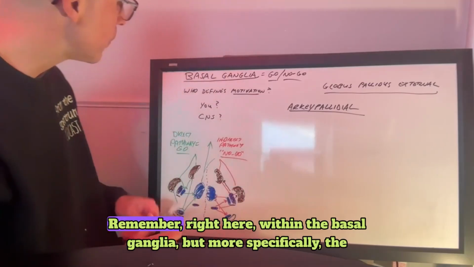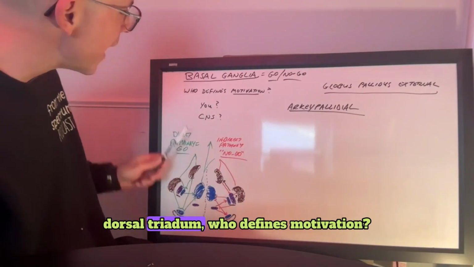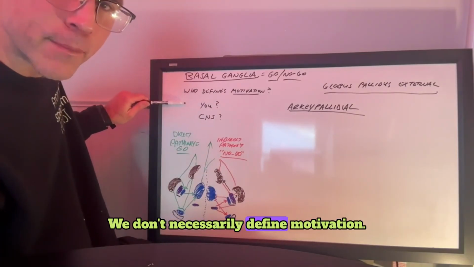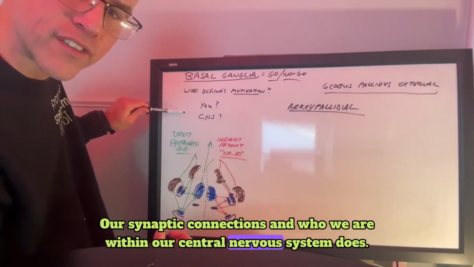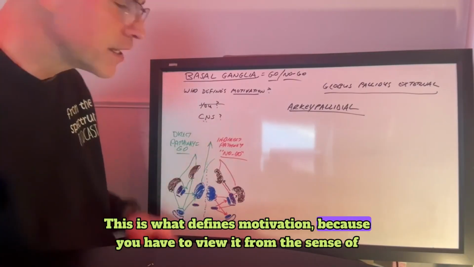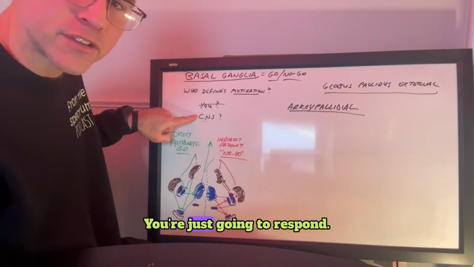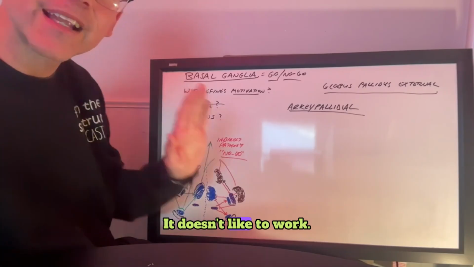Remember, right here, within the basal ganglia, but more specifically, the dorsal striatum, who defines motivation? We don't necessarily define motivation. Our synaptic connections and who we are within our central nervous system does. This is what defines motivation, because you have to view it from the sense of being a central nervous system. You're just going to respond. That's all the central nervous system wants to do. It doesn't like to work.